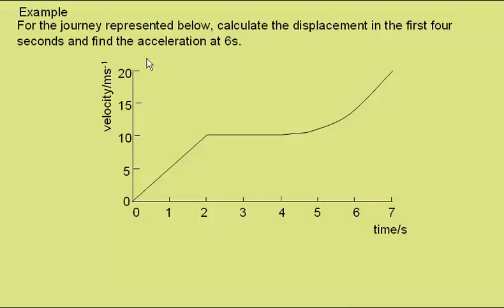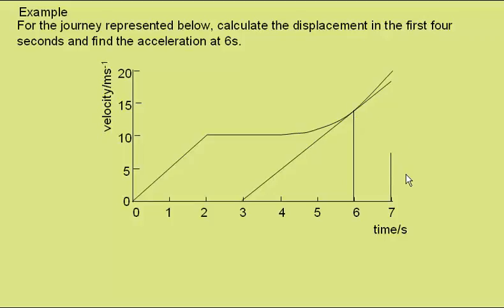To find the acceleration at 6 seconds, we need to find the gradient of the velocity time graph at 6 seconds. So to pinpoint just where we are on this line, I'll draw a line up from the 6 seconds and then draw a tangent to the line at this point, getting it as close as possible to the gradient of the line at the 6 second mark.